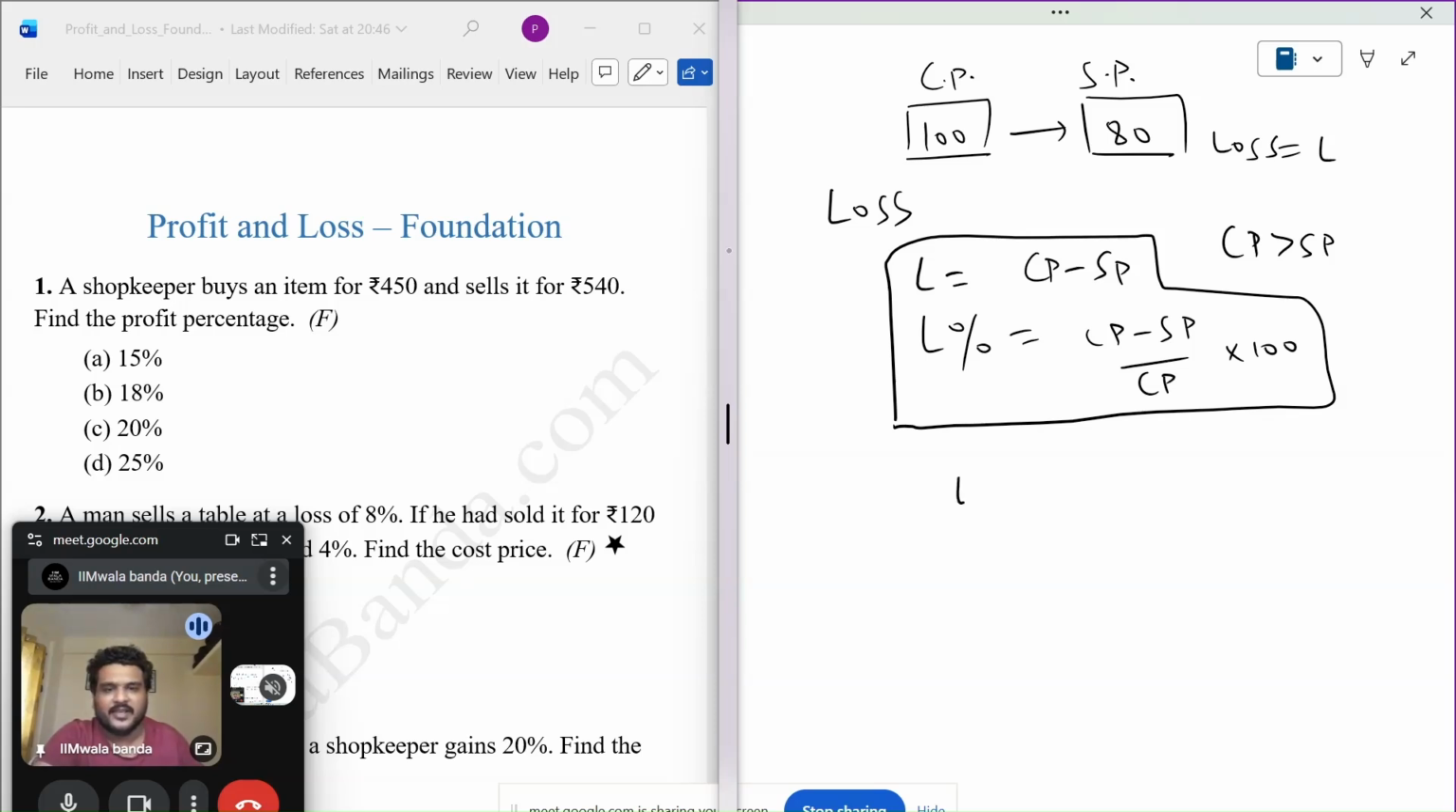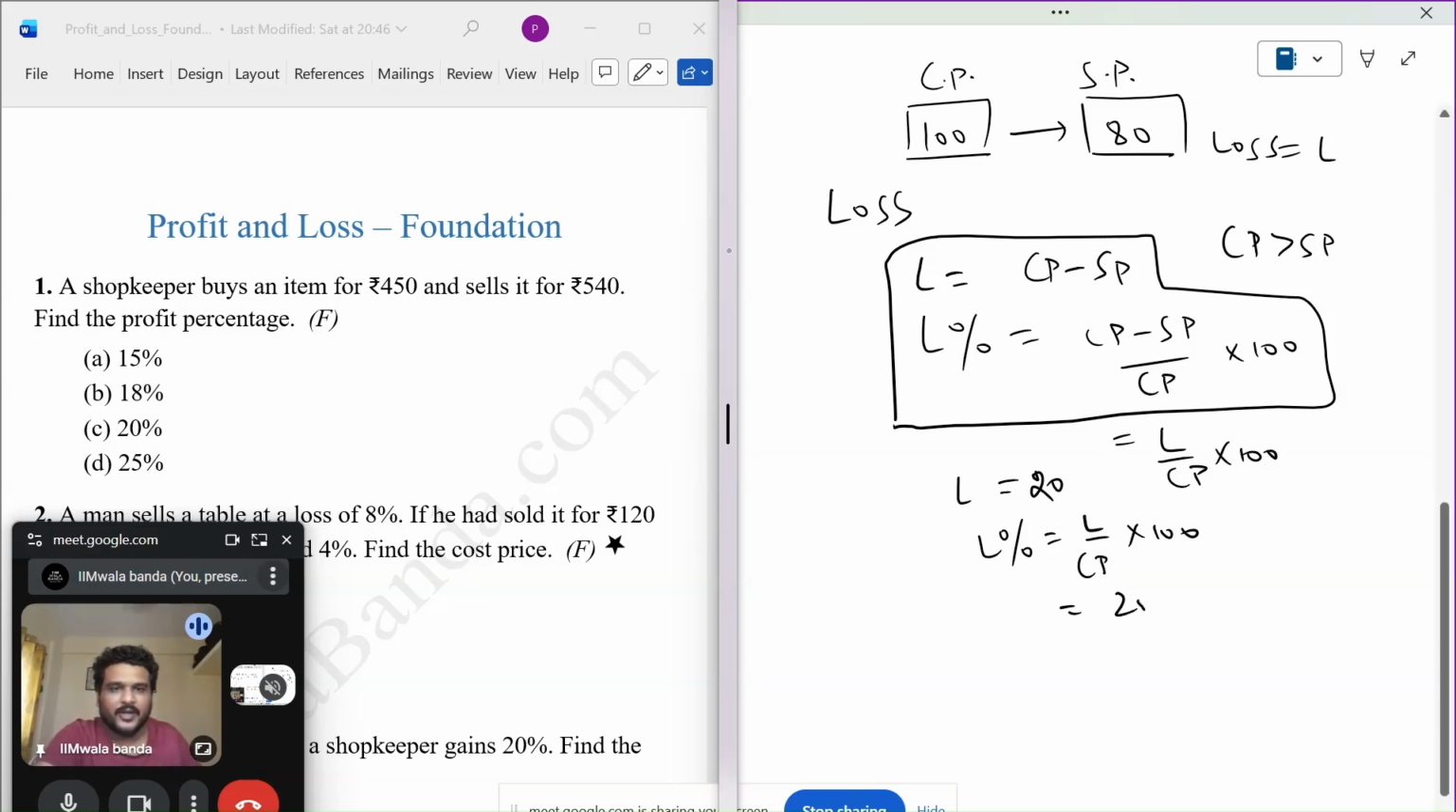And in this case, if you look at loss, loss is what? Cost price minus selling price, which is 20 rupees, and loss percentage will be loss upon CP into 100. This I can write as loss upon CP into 100 also, right? So no need to learn any more formulas. Just be comfortable with these two, and whatever variation you see by logic you can understand. So in this case, loss is 20 and cost price was 100. So 20% is my overall loss.